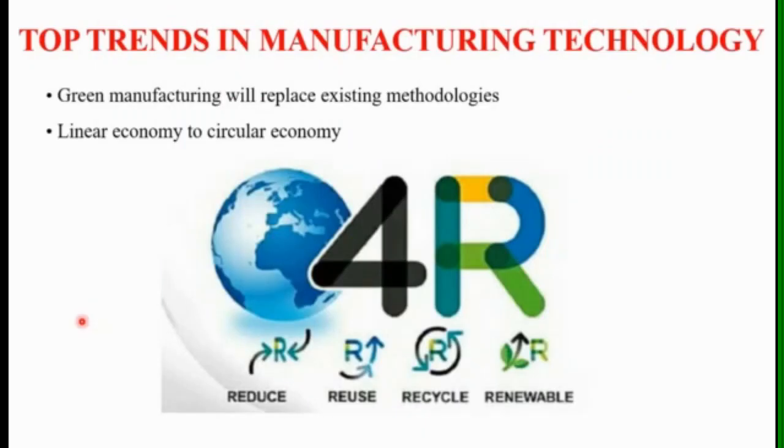Then here we can see top trends in manufacturing technologies. There are basically two things. One is the green manufacturing system, and the second one is the linear economy to circular economy. These are the two main focuses of manufacturing industries, the technologies that we need to develop. Then there is one technique called the 4R technique. The 4R means first reduce, then reuse the components, recycle, and renewable. The manufactured product should follow these 4R techniques. So 4R technology is very essential nowadays in industry.